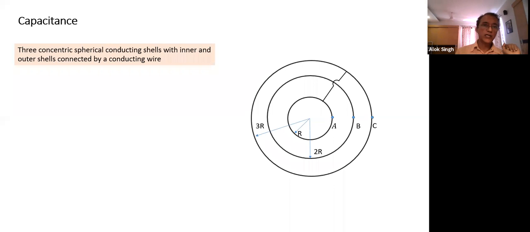Can we calculate the capacitance of this arrangement? Can you try and calculate the capacitance for this arrangement? Please do that. What is the method of finding capacitance? Identify 2 conductors. One give a charge plus Q, the other give a charge of minus Q. Calculate the potential difference. Q by potential difference is equal to capacitance. Can we do this calculation? Find the capacitance of this arrangement.